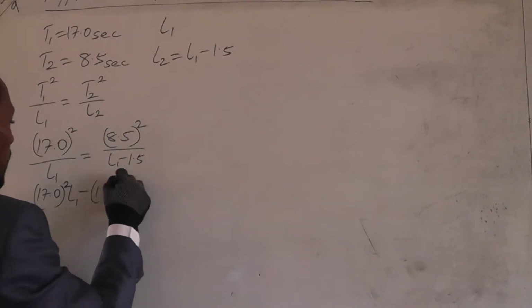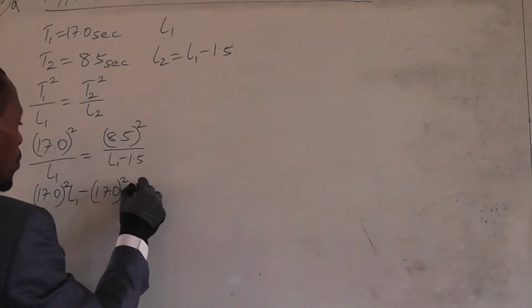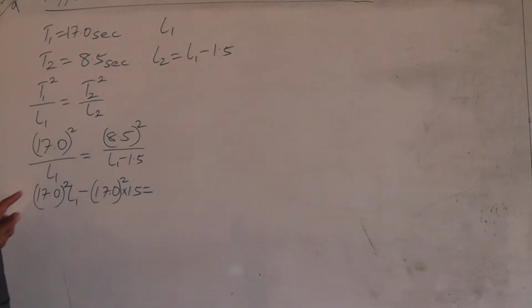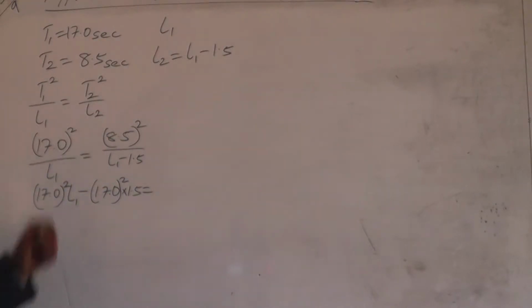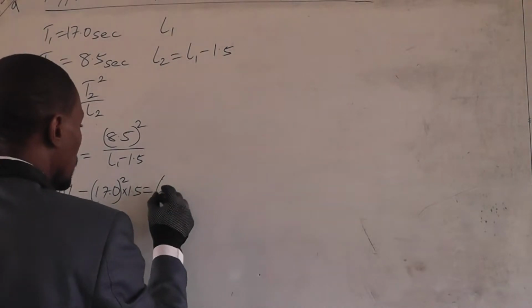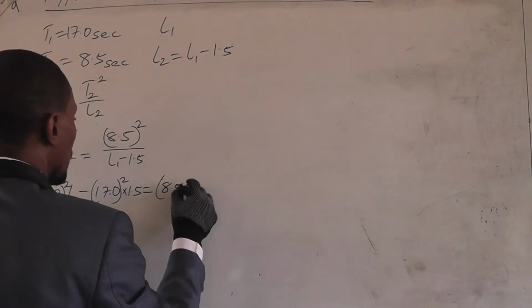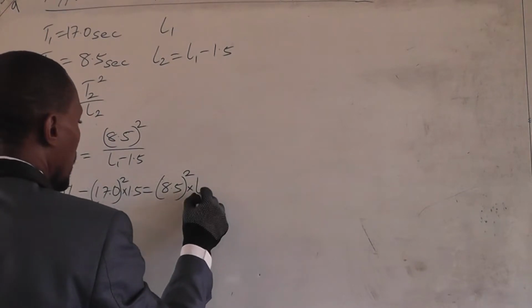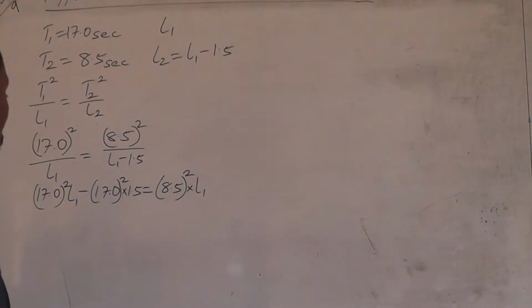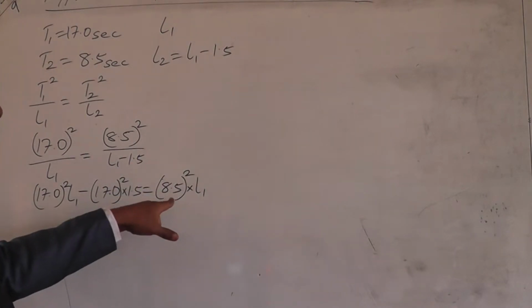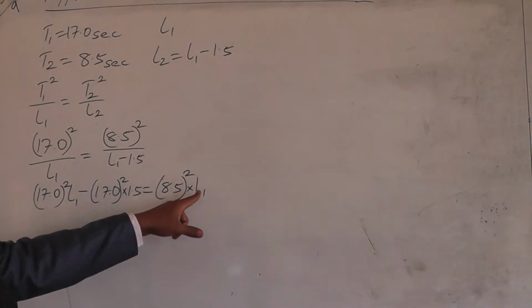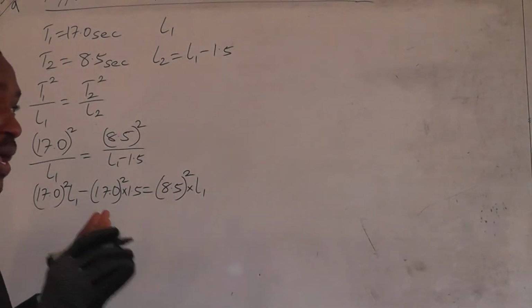All square times 1.5 equals, now L1 times 8.5 all square. I have 8.5 all square multiplied by L1. And what I'm looking for is L1. So I'm taking this value, 17.0 all square times 1.5, to the other side. And I'm bringing 8.5 all square times L1 to this other side, so I can make L1 the subject of the formula.